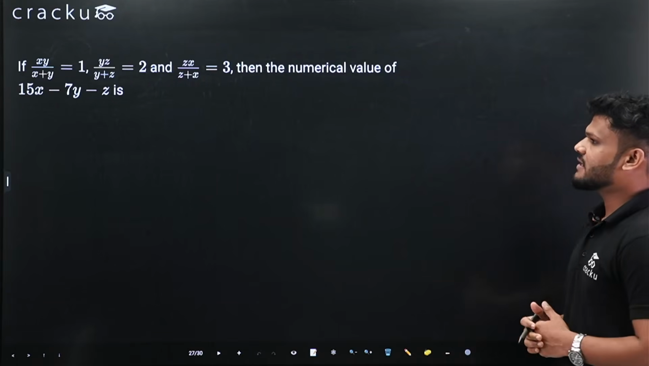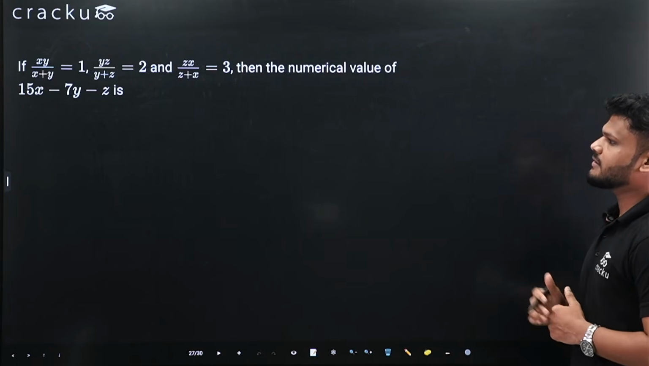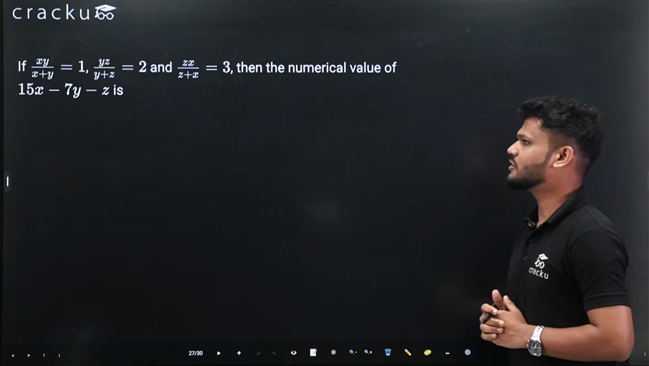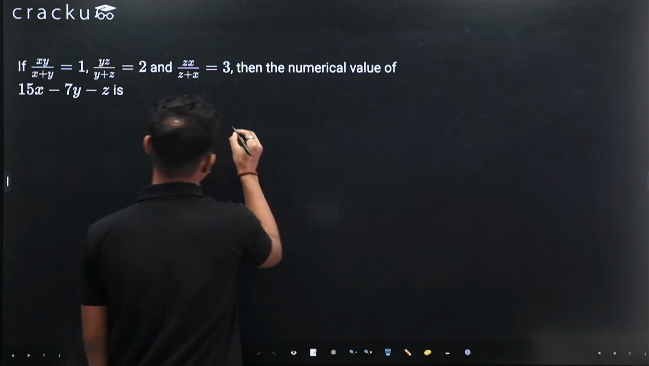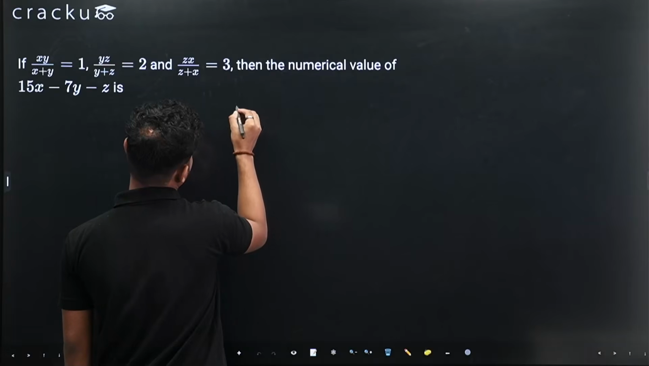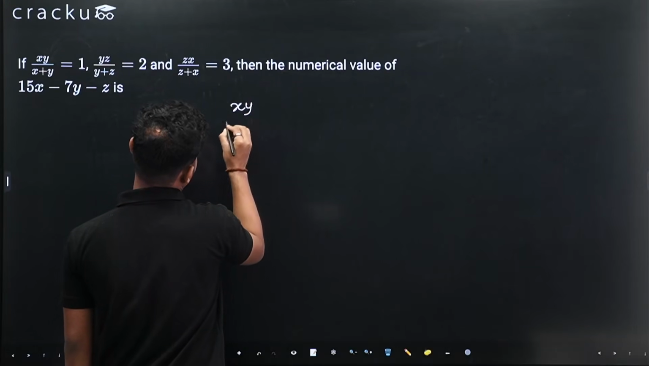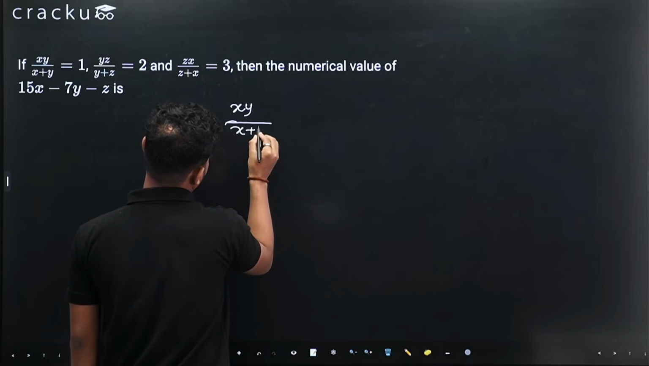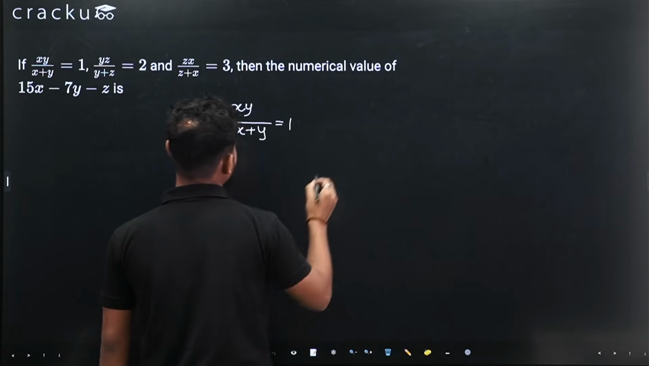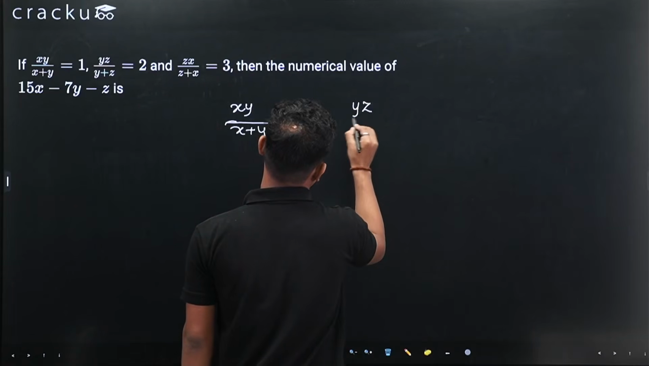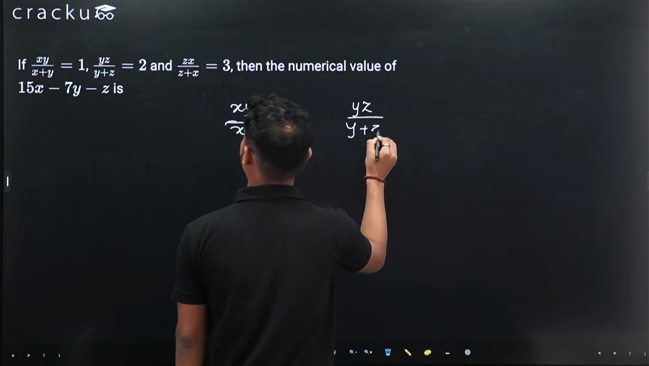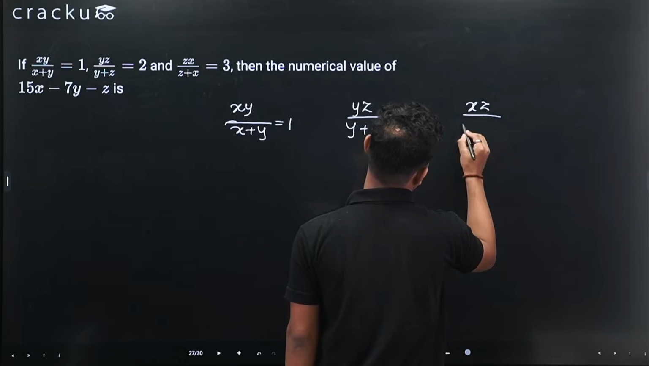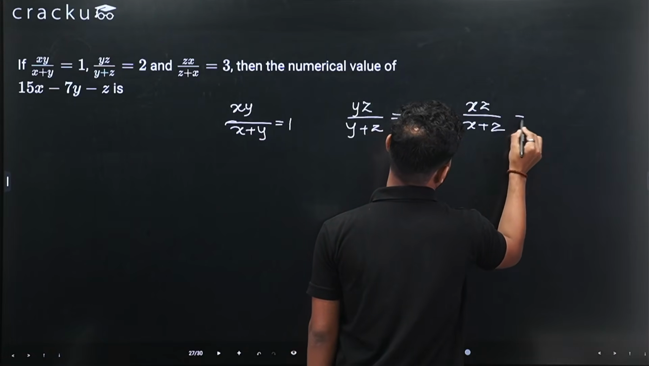In this question we are given xy upon x plus y is equal to 1, yz upon y plus z equal to 2, and zx upon z plus x is equal to 3. So what will you do here? You have given xy upon x plus y is equal to 1, yz upon y plus z is equal to 2, and xz upon x plus z is equal to 3.